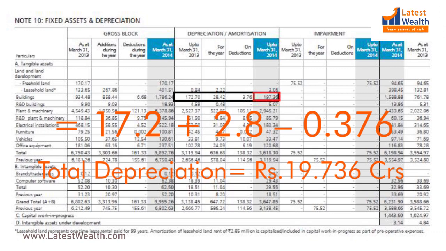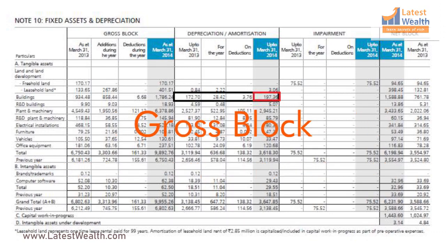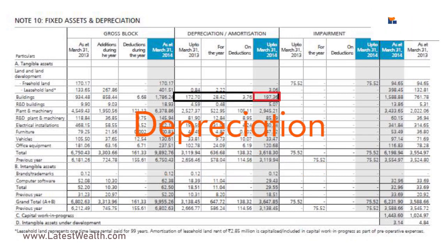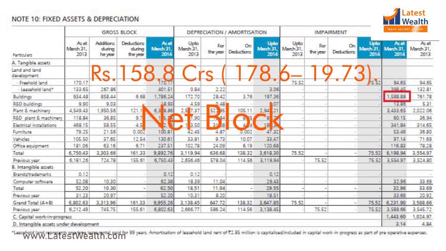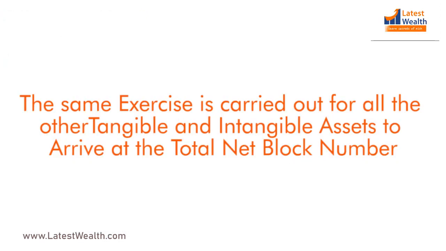So we have building gross block at rupees 178.6 crores and depreciation at 19.73 crores, which gives us a net block of 158.8 crores. That means 178.6 minus 19.73. The same has been shown. Once again, look at note 10. The same exercise is carried out for all the other tangible and intangible assets to arrive at the total net block number.